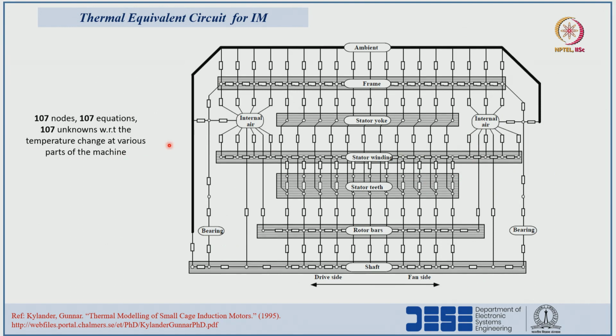And this is a highly accurate thermal equivalent circuit of an induction machine, where 107 thermal nodes are considered. We can see here the stator frame itself consists of n number of nodes. In the same way, the stator yoke and stator winding also consist of different nodes. Like that, 107 nodes are realized in an electrical machine, so 107 unknowns will be there and 107 equations we have to solve to get the different temperatures at these nodes. This is the respective literature for this network.